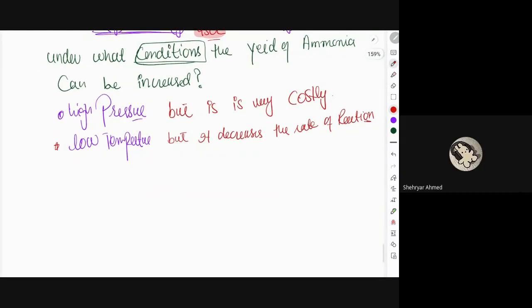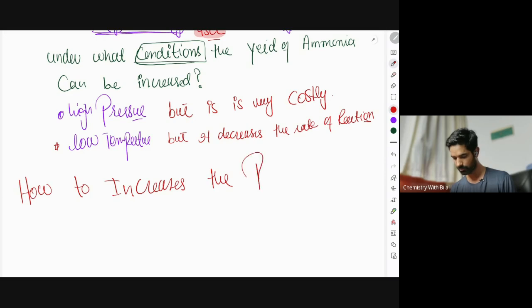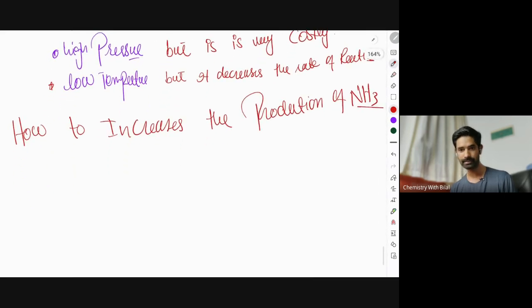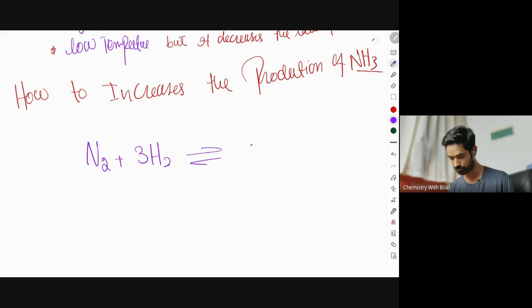So how can you increase? The question is how to increase the production of ammonia or the yield of ammonia. Now we have discussed 3 factors, everyone. You all know that we've discussed 3 factors and there was a third factor, and that factor is called concentration. And I think I discussed this example.